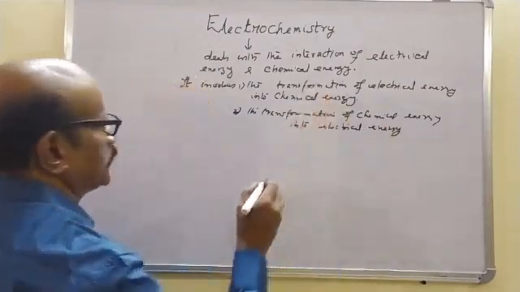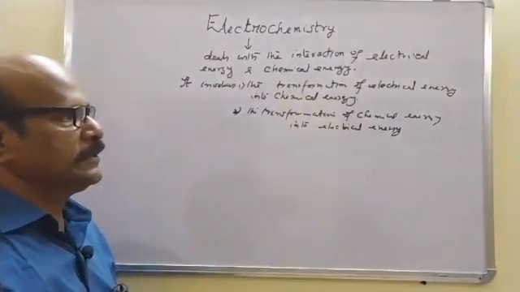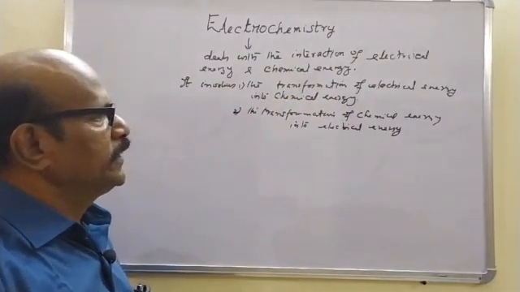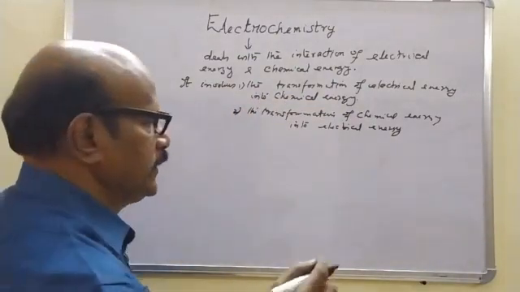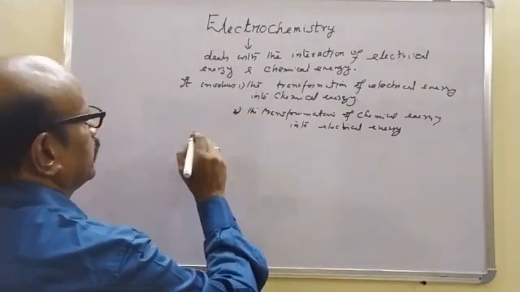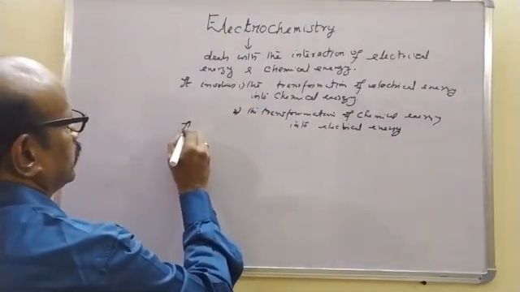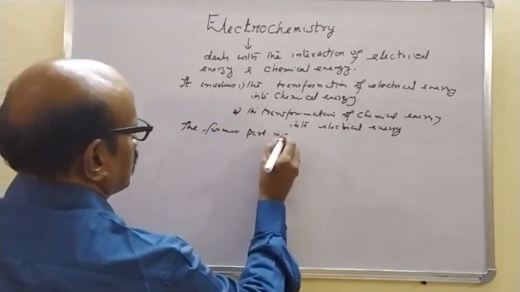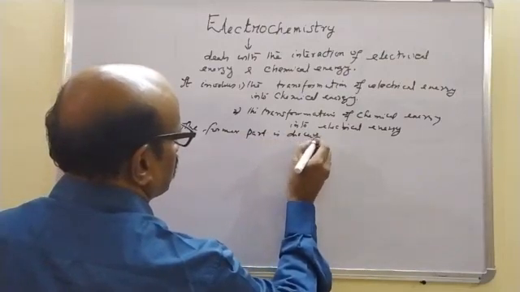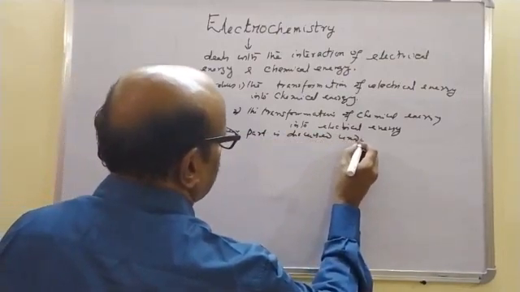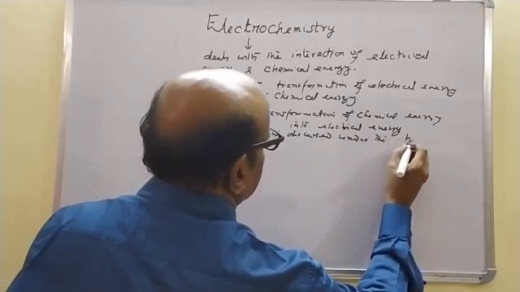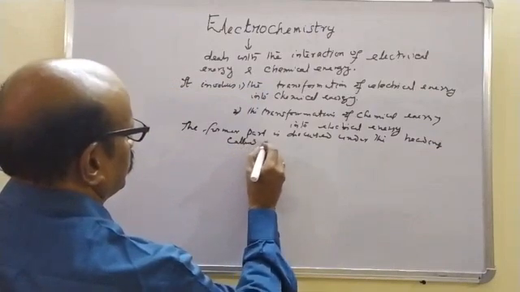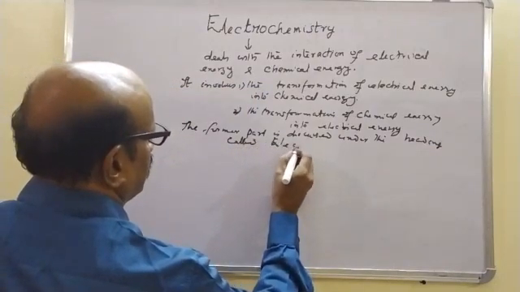Okay. The first aspect, the branch of electrochemistry that deals with the transformation of electrical energy into chemical energy, comes under the heading called the former. The former part is discussed under the topic called electrolytic conductance.